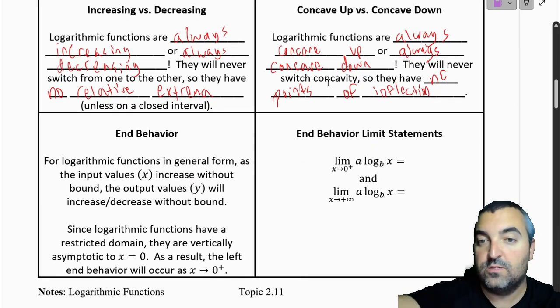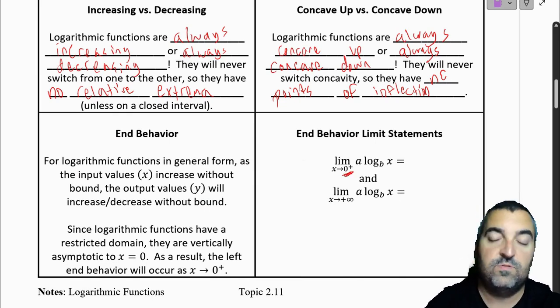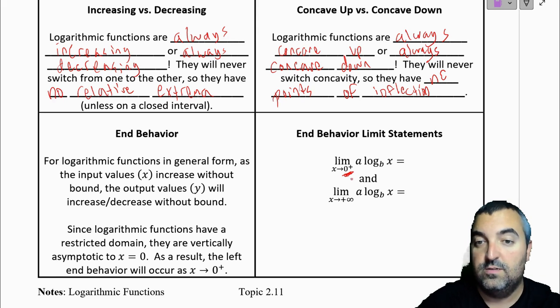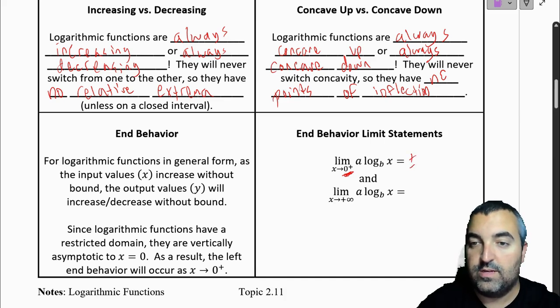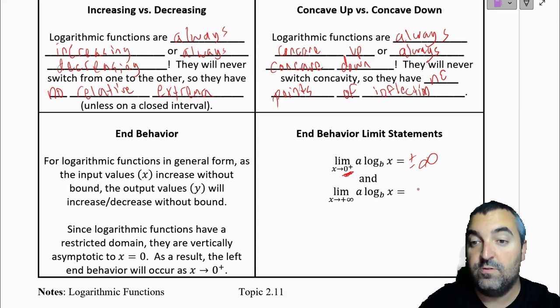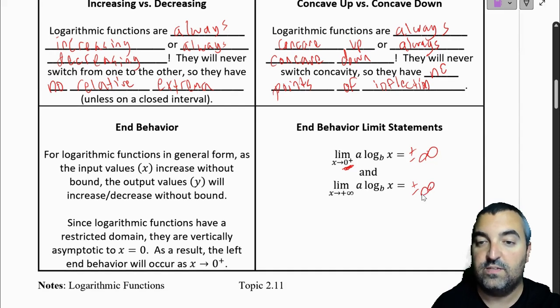So that means your end behavior doesn't go to negative infinity. It goes to 0 from the right, unless it was flipped, and then it'd be 0 from the left. And your answer is either going to be positive or negative infinity. And then for the right side, as x goes to positive infinity, it would be the same idea. It would be either positive or negative infinity. These two will be opposites of each other, though. So if you have positive infinity here, the other one will be negative infinity, and vice versa.